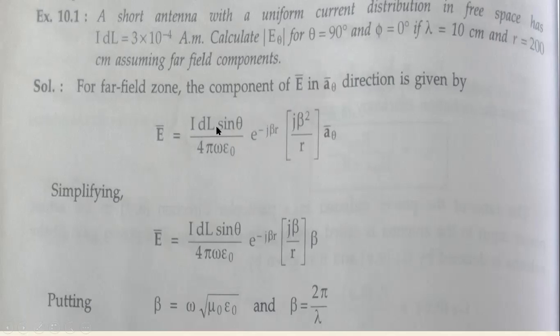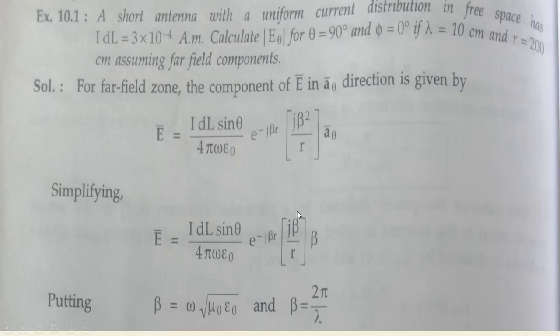IdL is given here as 3 into 10 raised to the power minus 4. Theta is also given. Phi is also given. The radius r is also given. Even the wavelength, that is 10 centimeter, is given. So just substitute one by one here. What will happen? This part will be as it is. This part will be as it is.